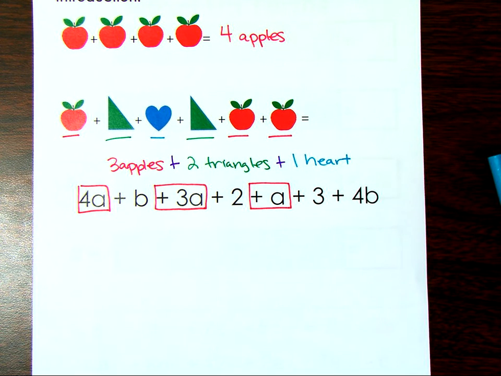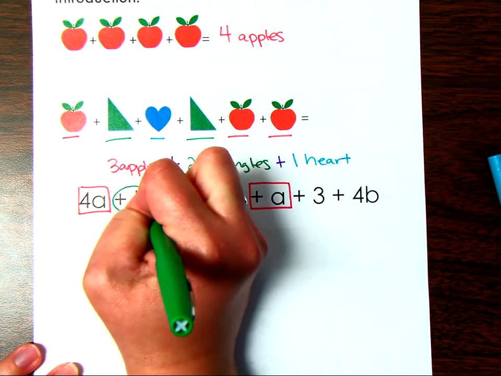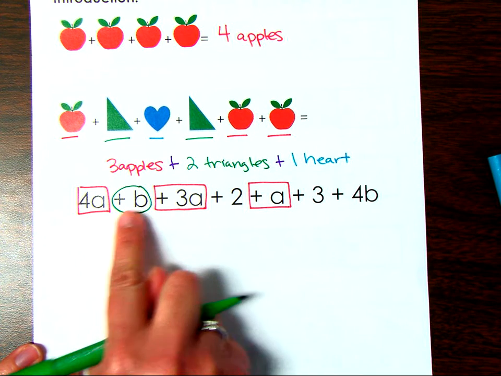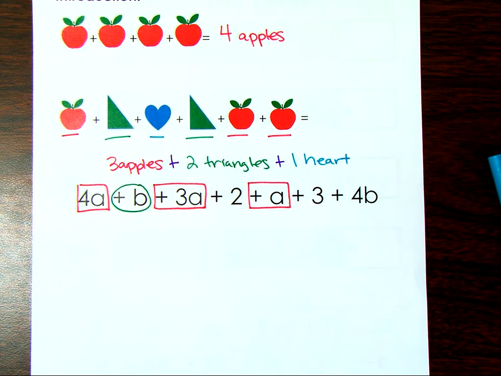Then I'm going to use a different color and shape for my B's. So I'm going to put all the B's together. So I'm using a square for the A's and a circle for the B's. It just kind of helps my brain organize it.